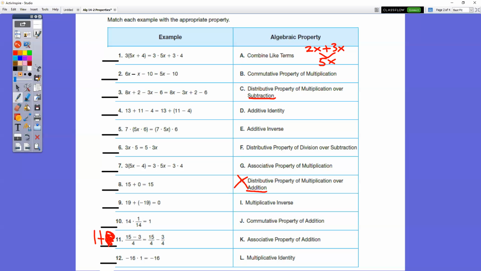No, I did write the right thing. Hold on. I wrote the wrong thing. I crossed off the wrong thing. There we go.